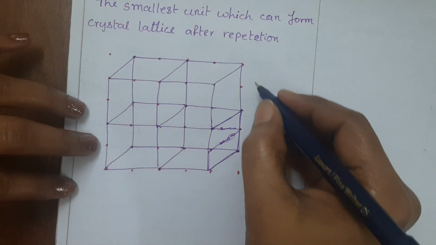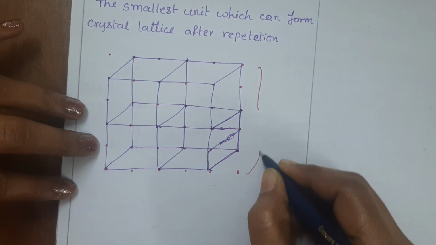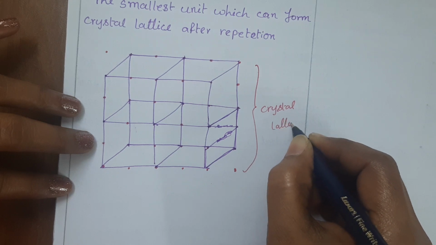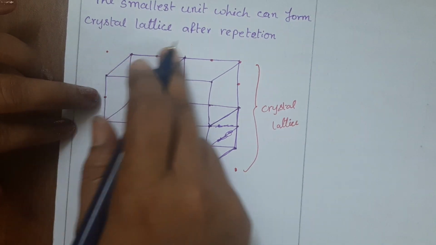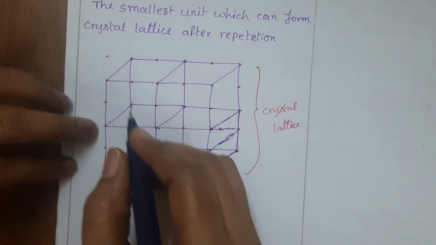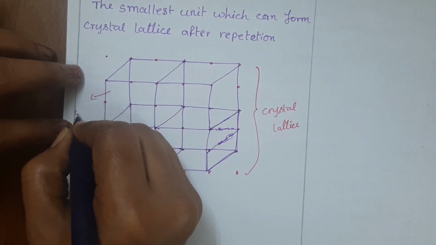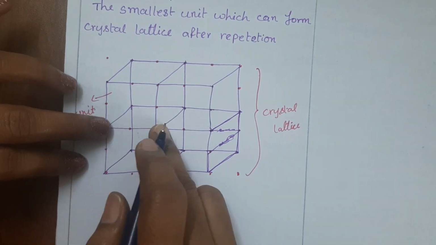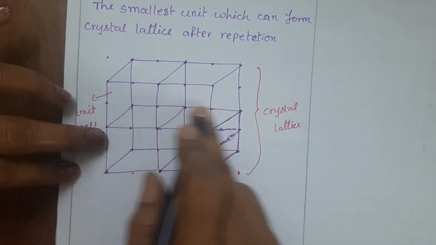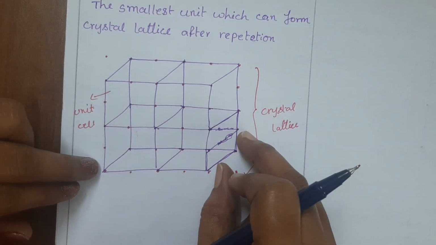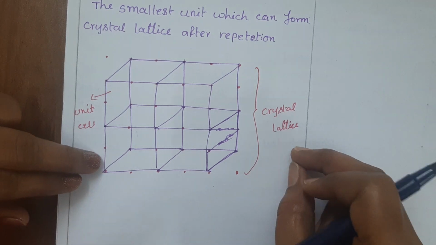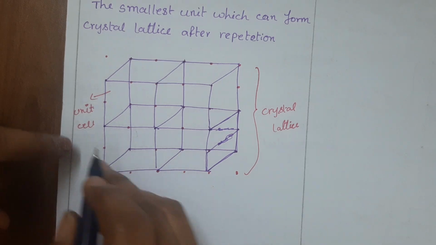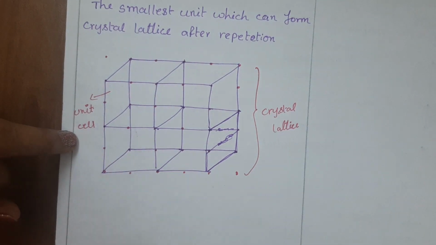So see here, this whole arrangement we can call a crystal lattice. How are we getting this crystal lattice? By repeating the small units. So these small units are called unit cells. See here, this is one unit cell and it is also one unit cell and also a unit cell. By repeating these small units, we can construct or form a crystal lattice. The repeated small units are called unit cells in a crystal lattice.